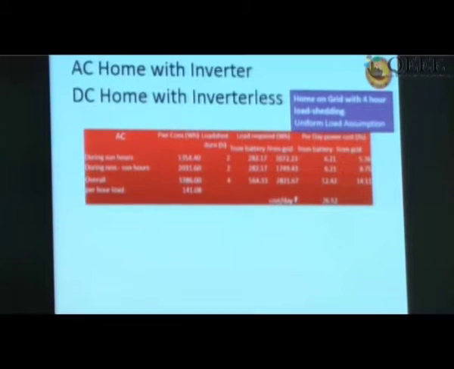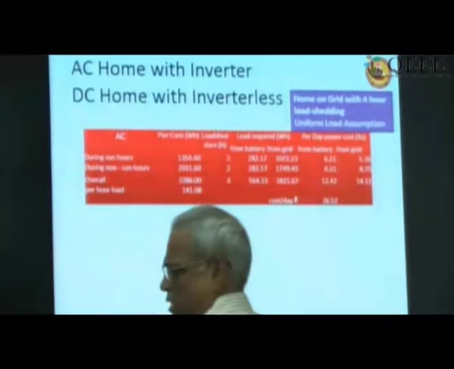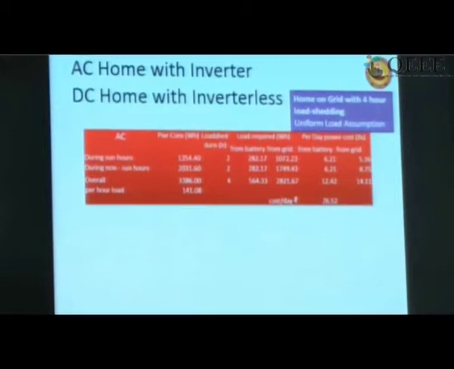So if I now assume a 4-hour power cut. Home on grid with 4-hour power cuts, 4-hour load shedding. I have assumed a uniform load assumption. The load is uniform throughout the day. Of course, if it is not uniform, the calculation depends on what load profile you take. So I have taken a uniform load.